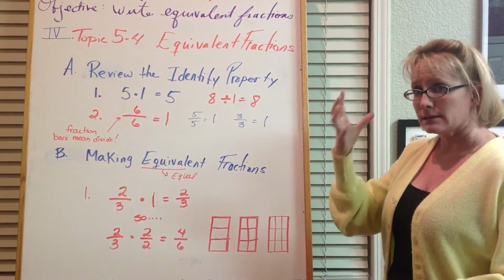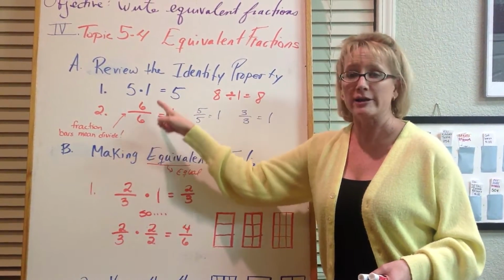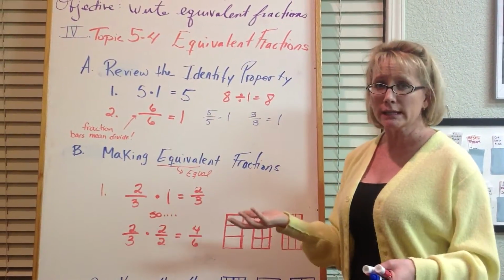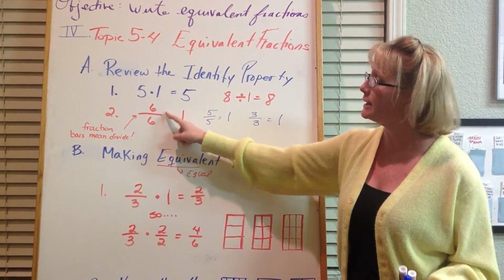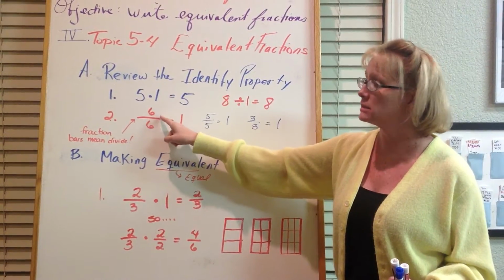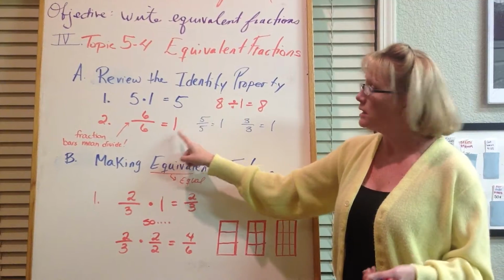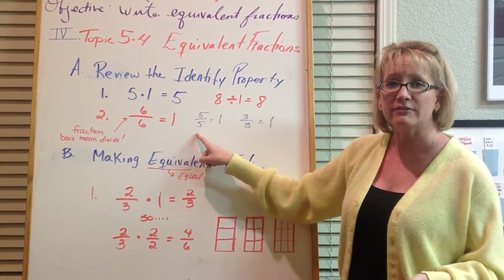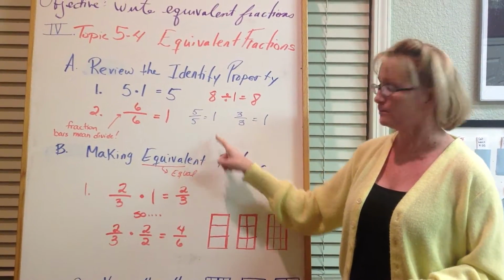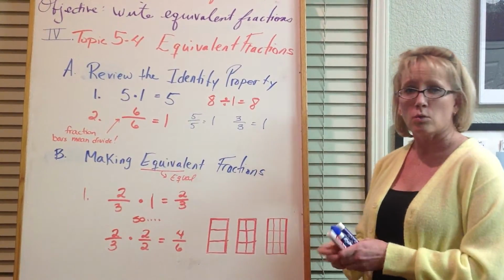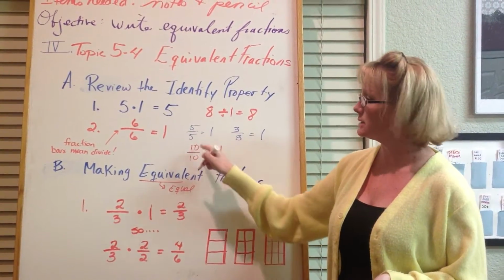Now, keeping that in mind, that if you multiply or divide something by 1, it stays the same, you need to also remember what fractions really are. Fractions are really unfinished division problems. That bar right there really means divide. 6/6 really means 6 divided by 6. And how much is 6 divided by 6? It's 1. And 5/5, or 5 divided by 5, also equals 1. 3/3 equals 1. 10/10 equals 1, because it's 10 divided by 10.